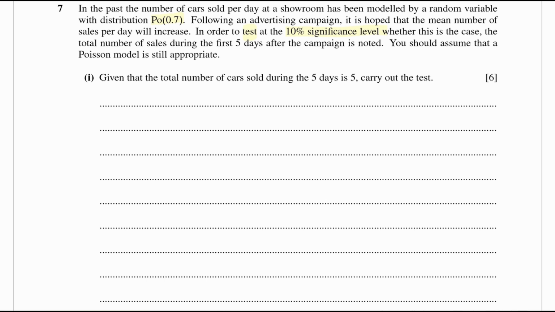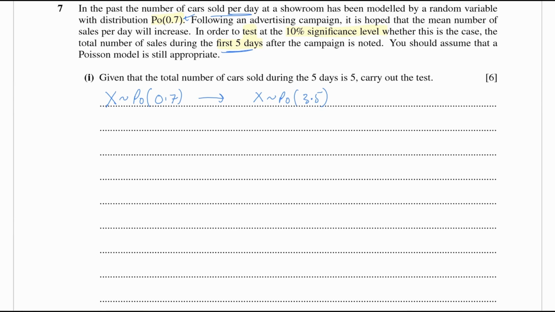The total number of sales during the first 5 days are noted. You should assume the Poisson model is still appropriate. Okay, so let's write down what we do know. We know that X is Poisson distribution, 0.7. But that's per day, isn't it? And we're looking at 5 days, so we can make it Poisson, we times 0.7 by 5, 5 7s are 35, so 3.5.